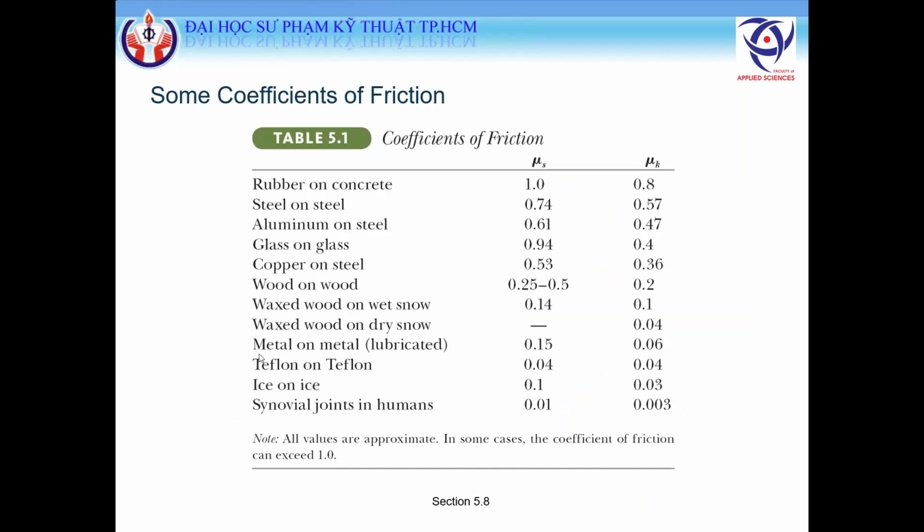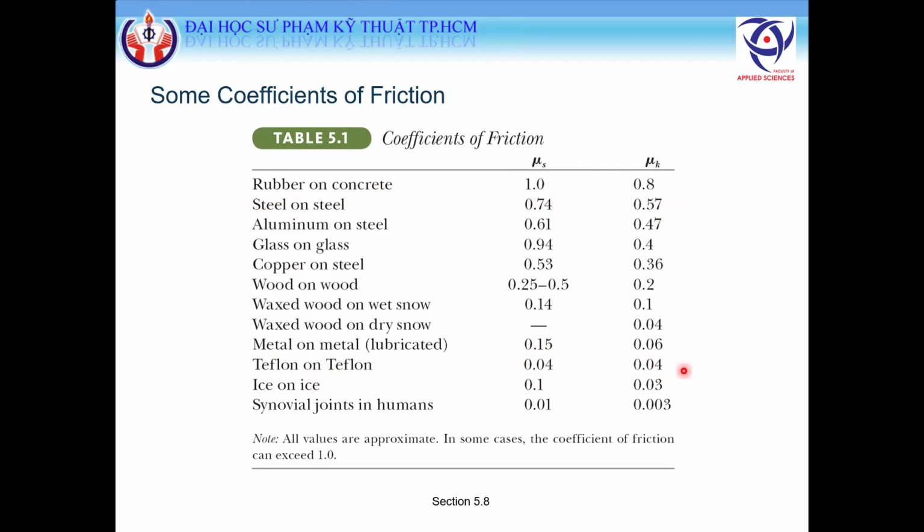You see, with the pair rubber and concrete, mu s is 1, mu k is 0.8. Steel and steel, you have this pair of values, right? But for example, when you have Teflon, then mu s and mu k will be the same. Okay, so you can see that.